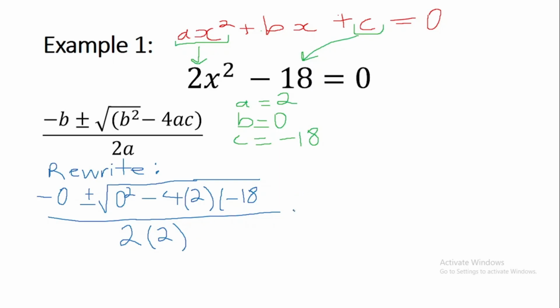Alright, so now that we have that, we're just gonna write what it is equal to right here. So negative 0, you're just going to have your 0 right there, so that's gonna be 0 plus or minus the square root of 0 squared, that's gonna be nothing right there, and all we're gonna do is just multiply all our terms right here.